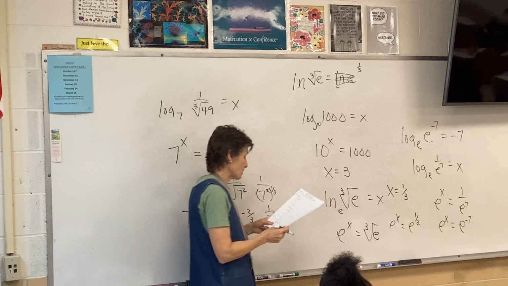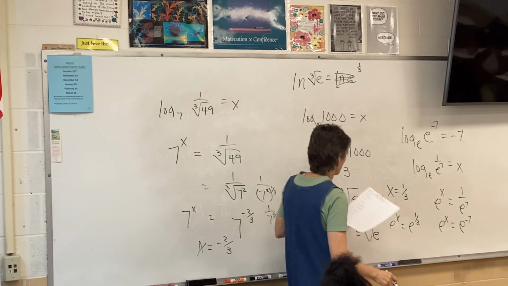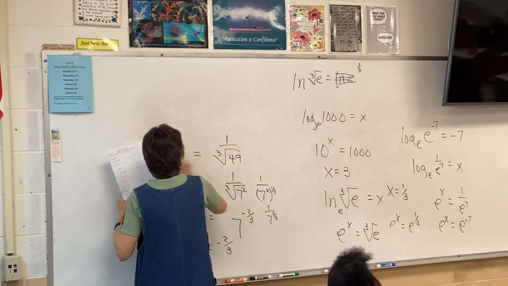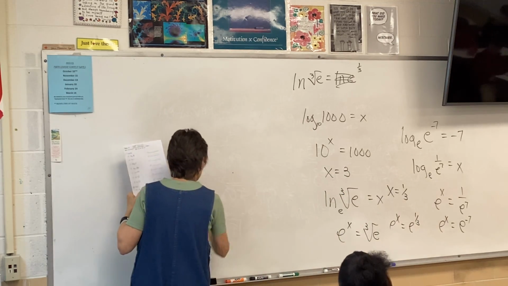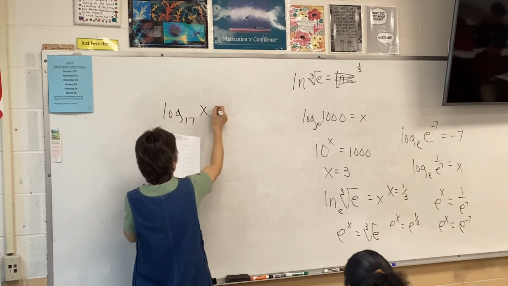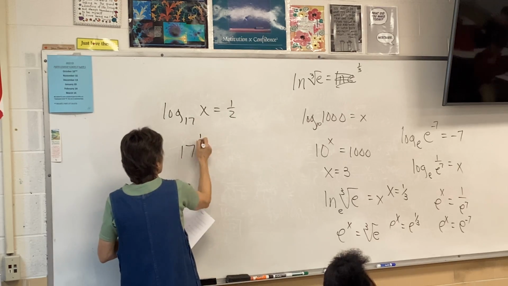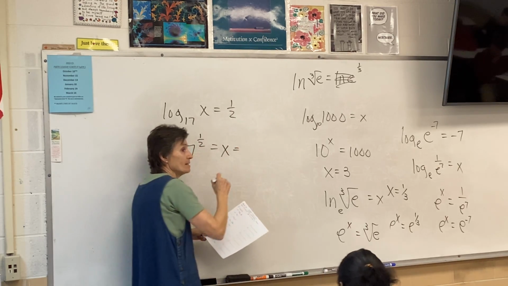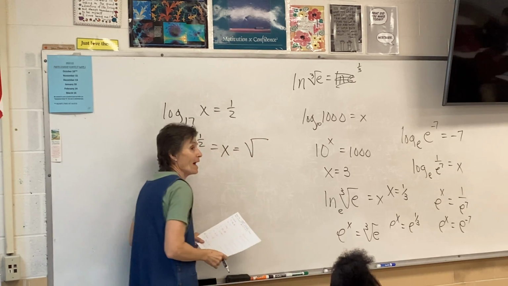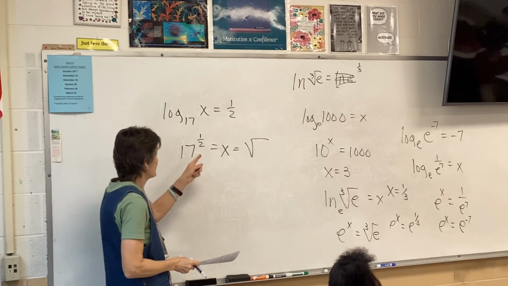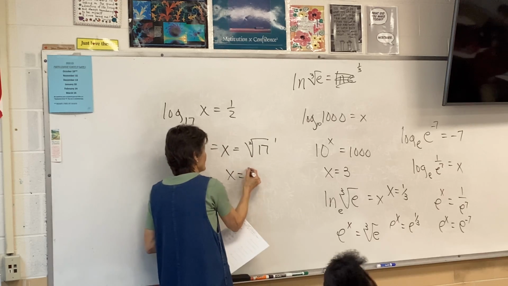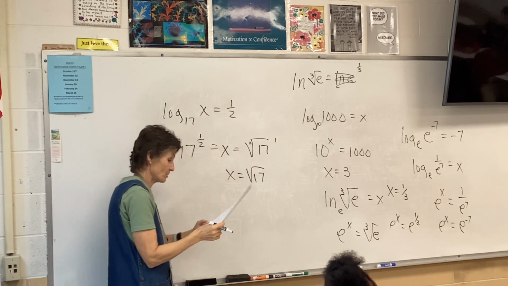Little logarithmic equation. Oh, the first one's easy. What's the answer to the first one? Square root of 17. Square root of 17 is the answer because when you loop this one, we have 17 to the 1/2 equals x. And we remember that fractional exponents are radicals. The denominator tells me which root. So this is the square root of 17. Very, very good.